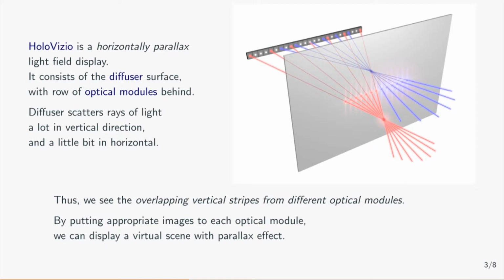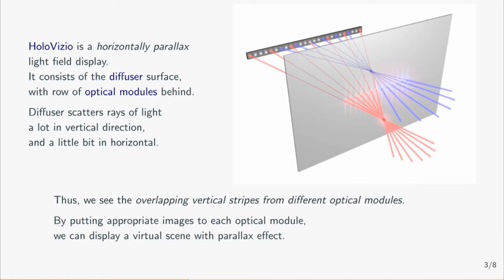And now I would like to tell you what the HoloVisio light field display is. HoloVisio light field display is a horizontal-parallax-only light field display. It consists of a diffuser surface and a row of optical modules behind it. Each optical module behaves almost like an ordinary projector. It takes a 2D texture as the input and projects it towards the diffuser surface of the screen. The diffuser scatters all incoming rays of light in different directions, but in horizontal directions it scatters much less than in vertical. The human observer can perceive the final image standing in front of the diffuser.